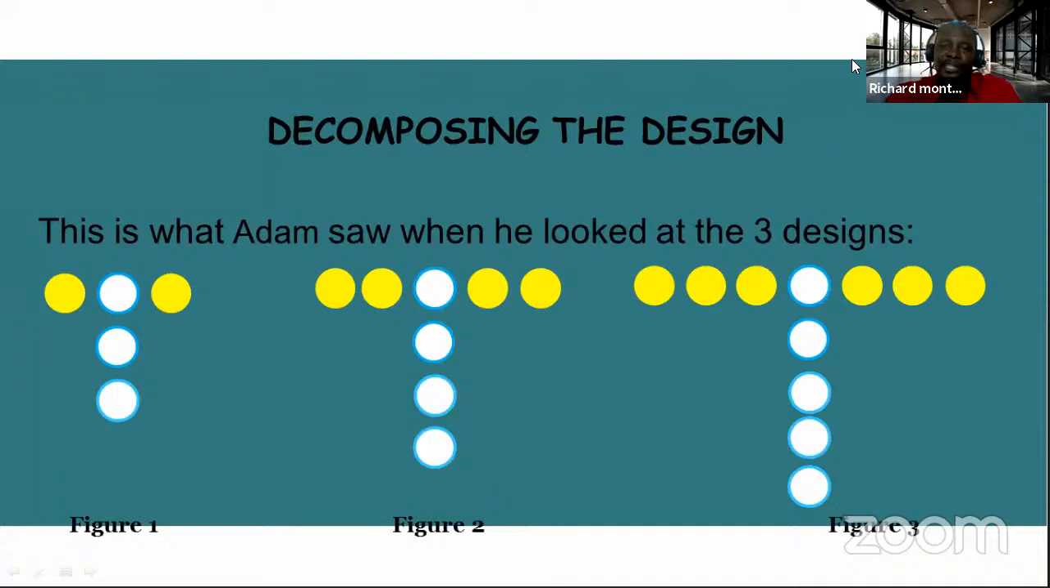So it's important for our students when we're looking at a question in the investigation section that once we decompose the design, we see if we can identify patterns that are coming out, so we're able to identify the next term.